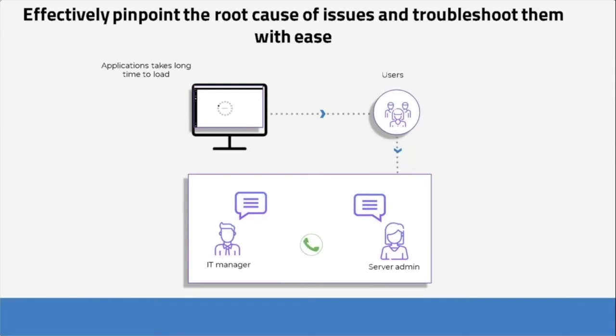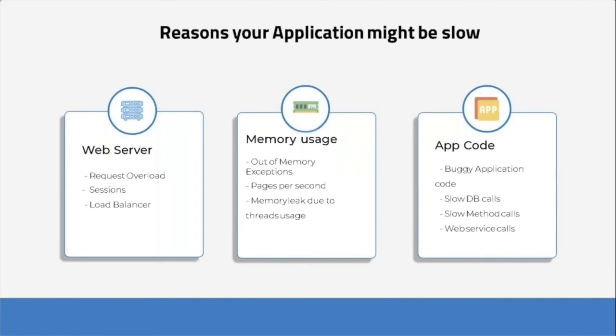So before we identify how to isolate these issues, let us also have a quick look at the various reasons why the application might be slow. It could be because of overloaded requests on the web server or multiple sessions that were accessed at any given point of time, insufficient memory, or maybe a memory leak due to multiple threads which are in a blocked state, or it could be because of slow database query execution or slow method calls, and could be buggy application code as well.